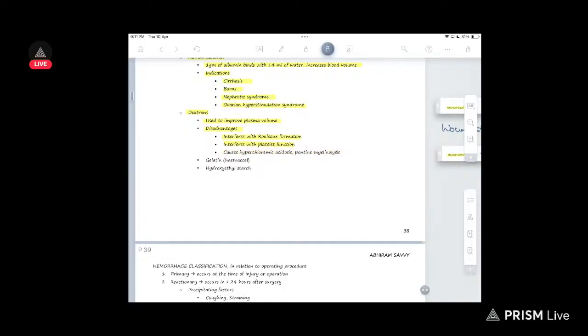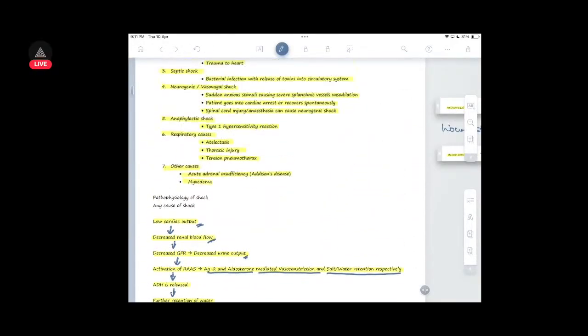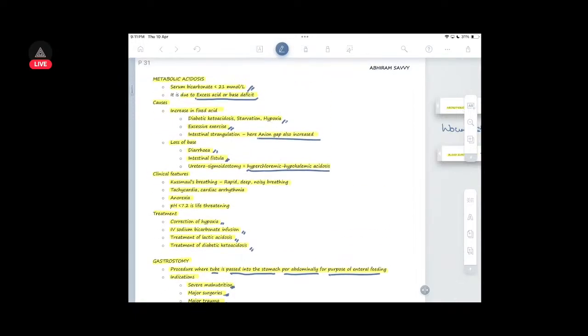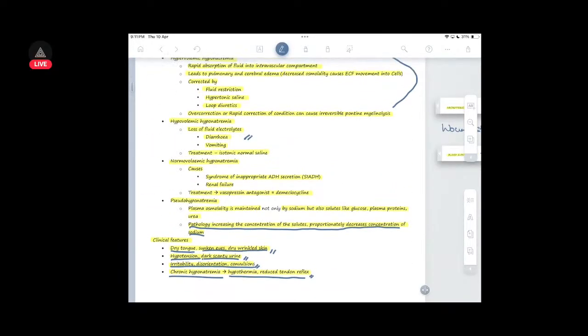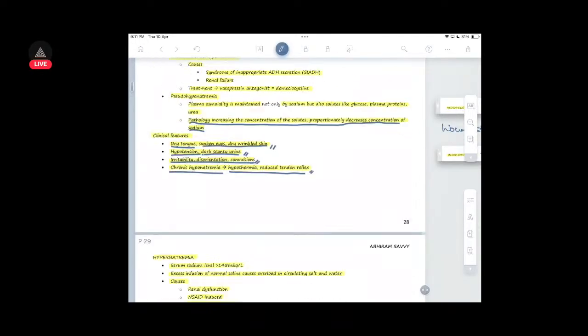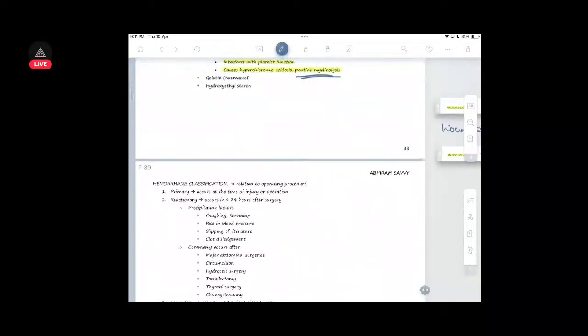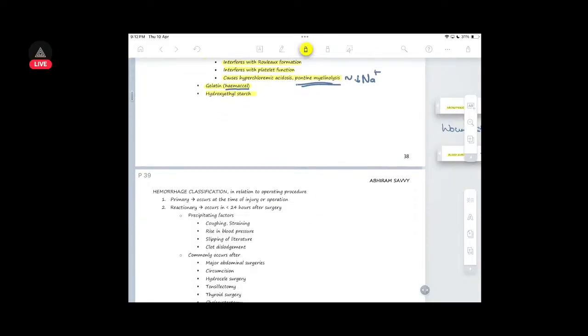Pontine myelinolysis is caused by another thing which we just read, very early on we read, no? Hyponatremia, sodium: rapid correction can lead to irreversible pontine myelinolysis. Chronic hyponatremia also leads to myelinolysis. Pontine, similar to decrease in Na plus. Then you have gelatin, which is a plasma expander, and hydroxyethyl starch. Okay, those are all the things which you need to remember.